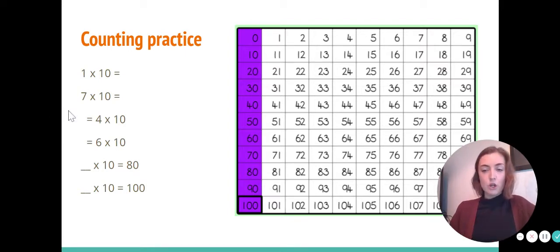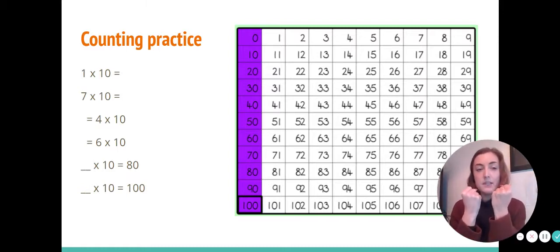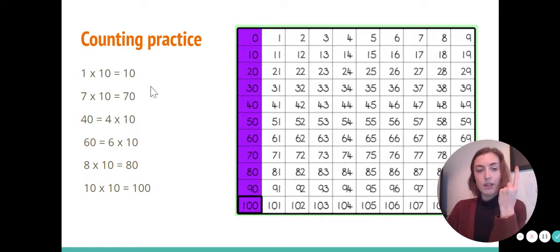Okay, let's see how you got on. So the first question is 1 times 10, one lot of 10. So that is the first 10 in the 10 times table. So if I'm counting in tens, one lot of 10 is 10. So well done if you wrote that 1 times 10 is 10.